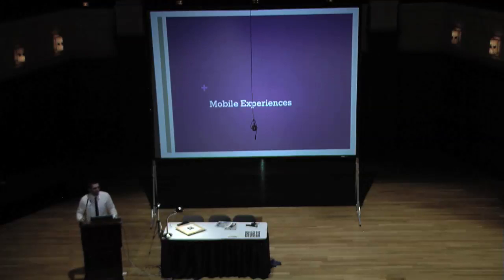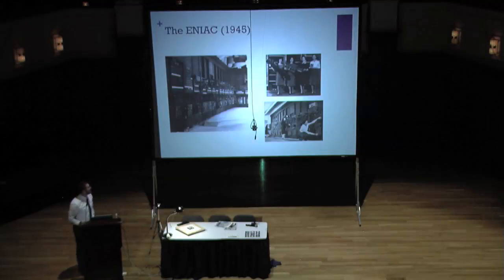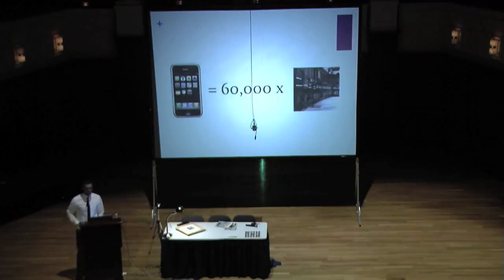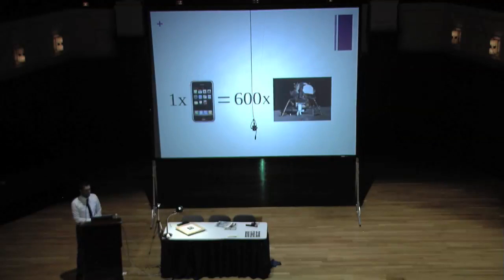All right, so let's talk about mobile then. So far we've been doing things that exist on the computer itself, but just to take a quick look back, the ENIAC computer, which came out in 1945, was a behemoth, 100 feet long, 8 feet tall, weighed 30 tons. It took days to program and hours to run the programs that you would create. The ENIAC computer right now is about 60,000 times slower than an iPhone that you have in your pocket. And to put that into further comparison, an iPhone is 600 times faster than the computer that sent a man to the moon.